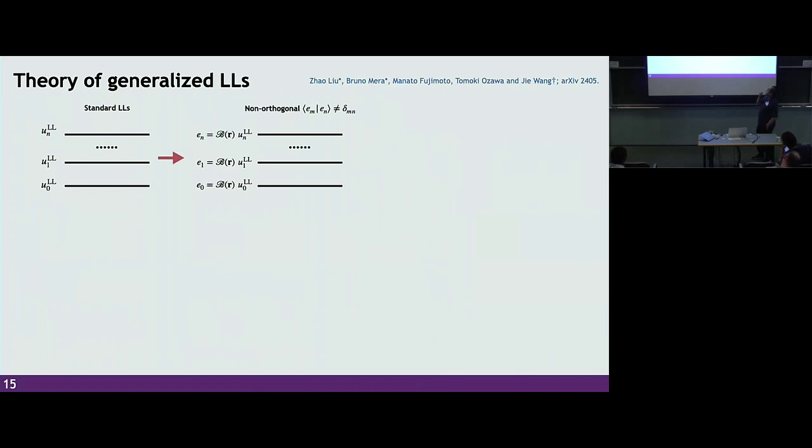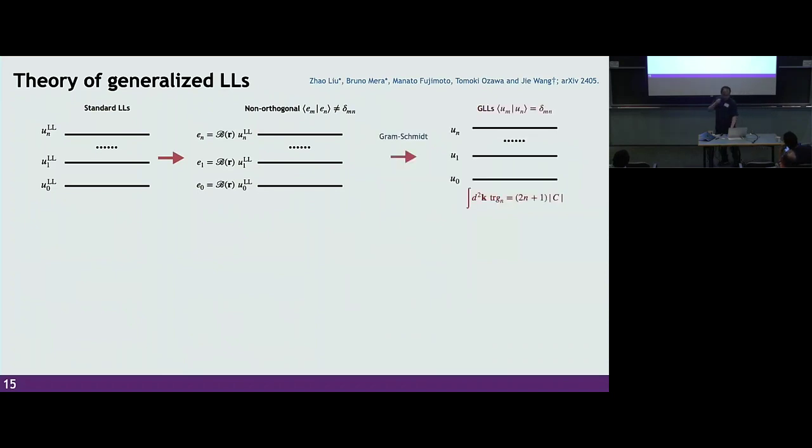In this step, we obtain a non-orthogonal basis because B(r) is a modulation factor that breaks the orthogonality. So then we do a Schmidt orthogonalization. We keep the lowest band identical. Then we step by step project out the lower bands and get a sequence of orthogonal states. And you can show, either numerically or theoretically, that such states will obtain the exactly quantized trace formula.